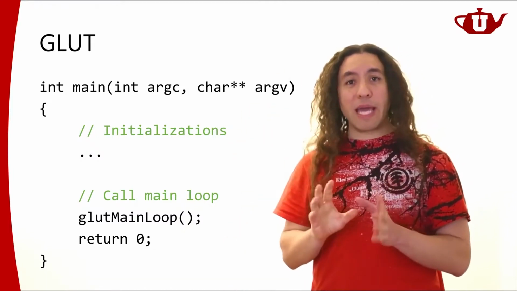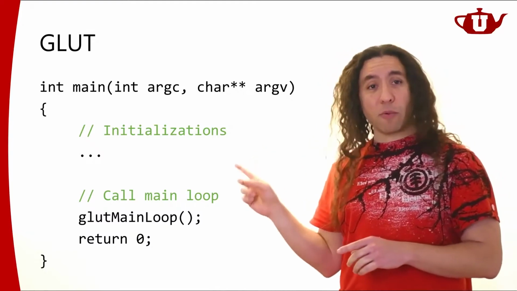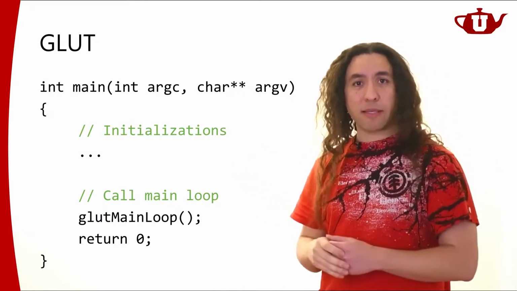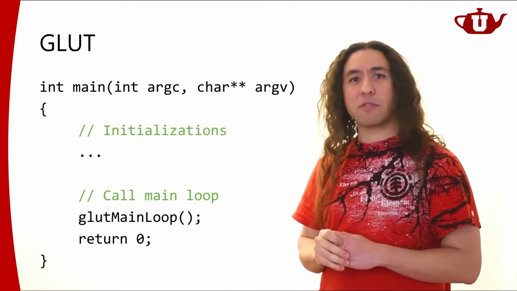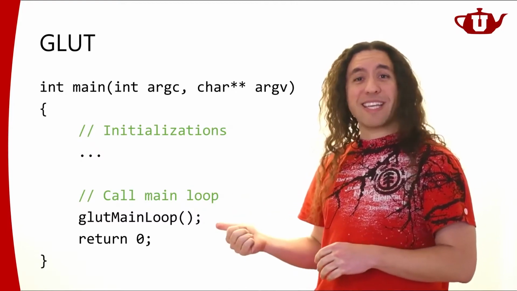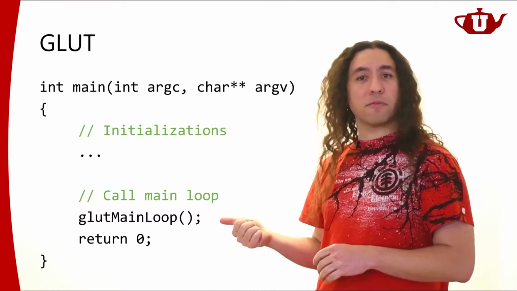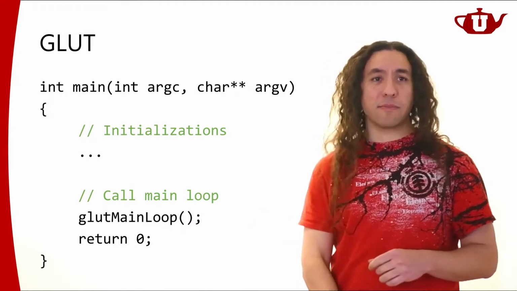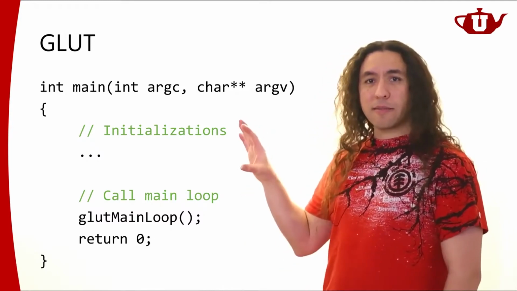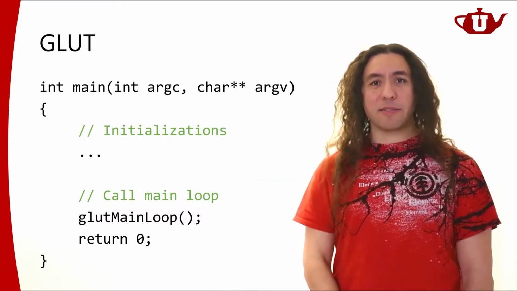Now, a windowing API does not have to work that way. I'm going to give you a counter example. That's going to be the other API that I'll talk about today. It's not going to work exactly like this. So this is how GLUT handles things. Let's begin with these initializations.